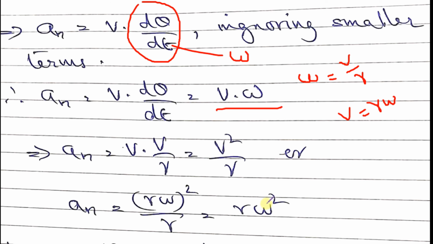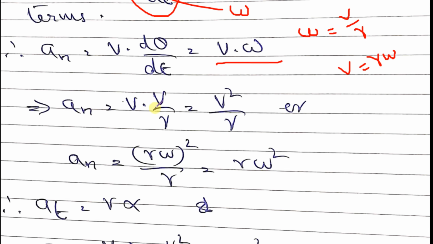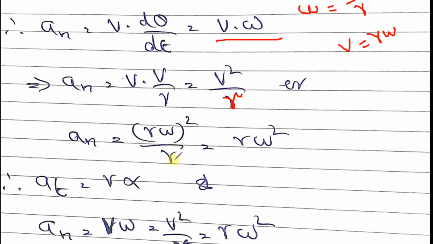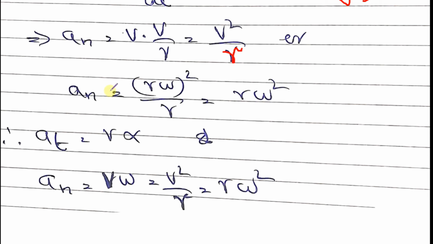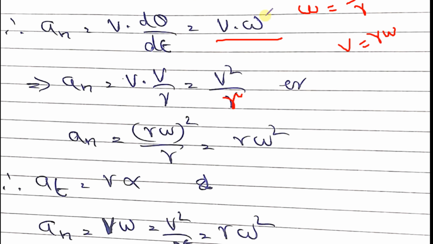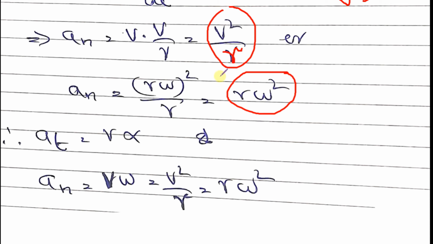So AN is equal to V into V by R, that is V square by R. In another form, AN is equal to R omega square, because V is equal to R omega; substituting, R omega the whole square divided by R is R omega square. So the expression for AN is either V into omega, or V square by R, or R omega square. There are three expressions.